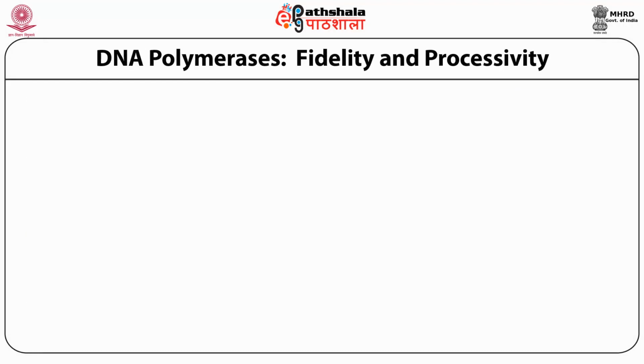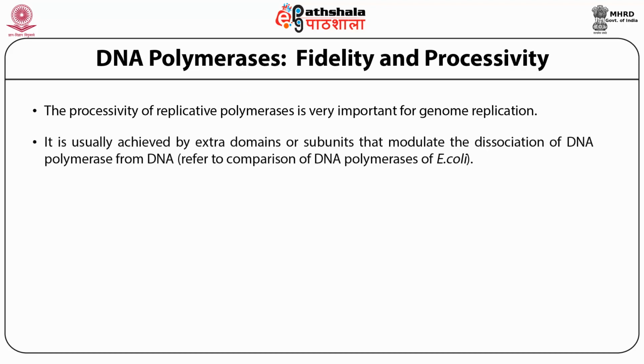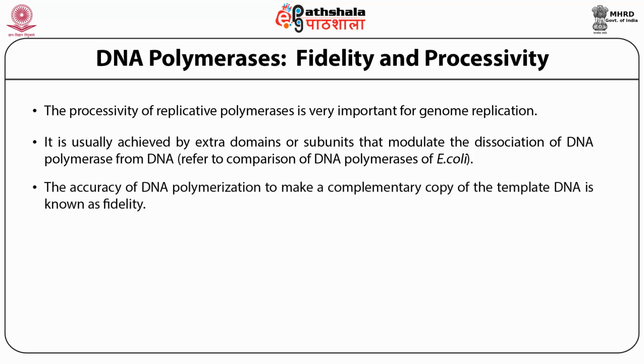DNA polymerases: fidelity and processivity. The processivity of replicative polymerases is very important for genome replication. It is usually achieved by extra domains or subunits that modulate the dissociation of DNA polymerase from DNA. For this, kindly refer to the comparison of DNA polymerases of E. coli. The accuracy of DNA polymerization to make a complementary copy of the template DNA is known as fidelity.